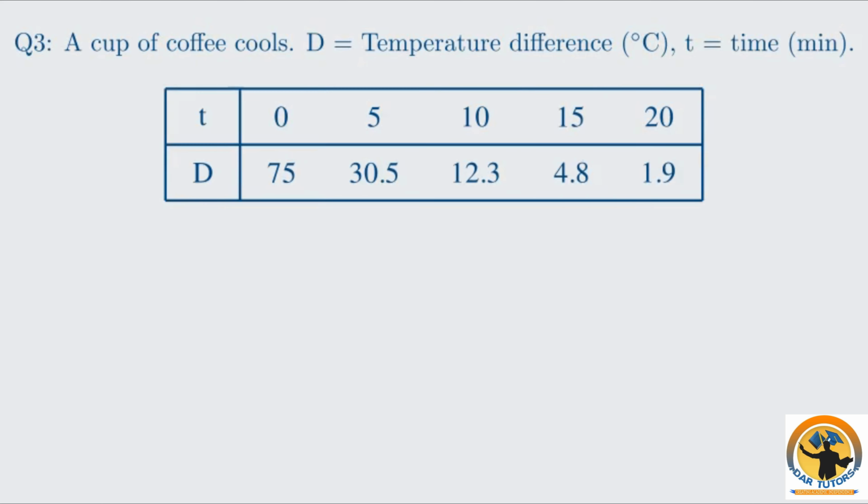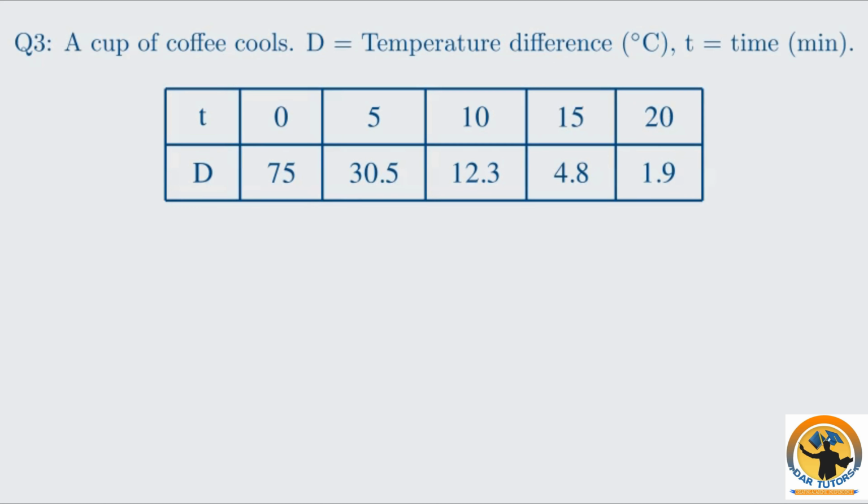Question 3. A cup of coffee is left to cool in a room where the temperature is 20 degrees Celsius. The table shows the temperature difference D in degrees Celsius between the coffee and the room at various times t in minutes. We need to find an appropriate model for this data.